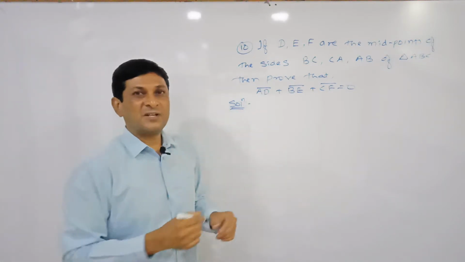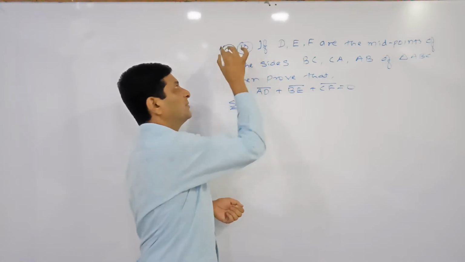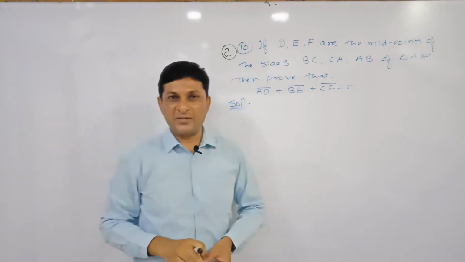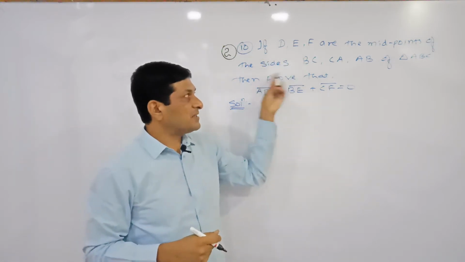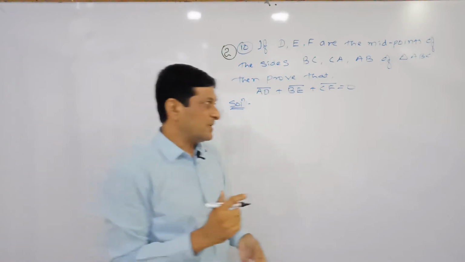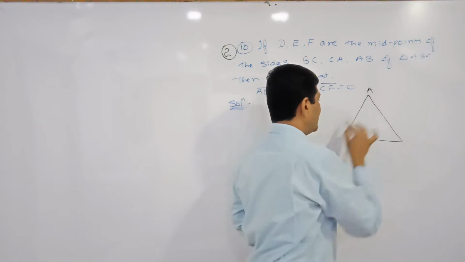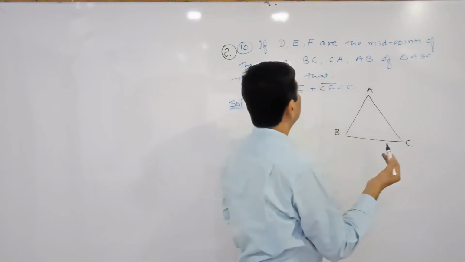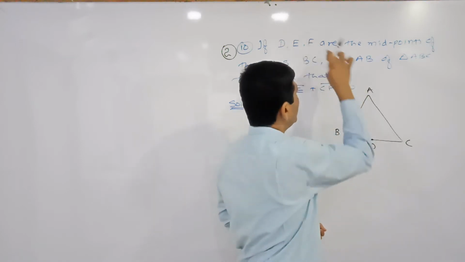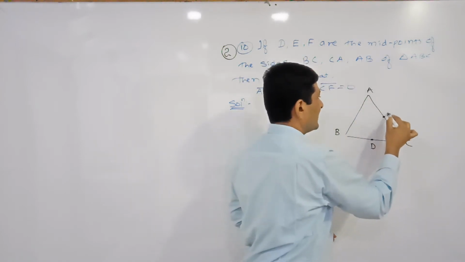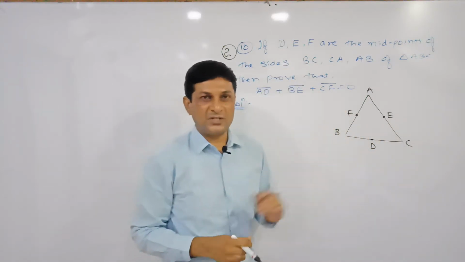So hello friends, now we are starting example number 10 from question number 2 from miscellaneous exercise 5. Now if you observe here, the given condition is that D, E, F are the midpoints of sides BC, CA and AB. So here one triangle ABC is given to us, in which D is the midpoint of BC, E is the midpoint of AC and F is the midpoint of side AB. All the given conditions we have shown in the figure here.